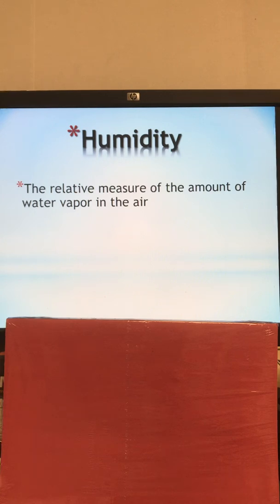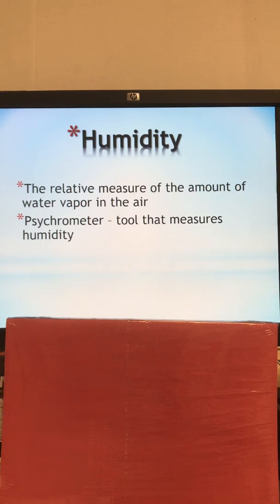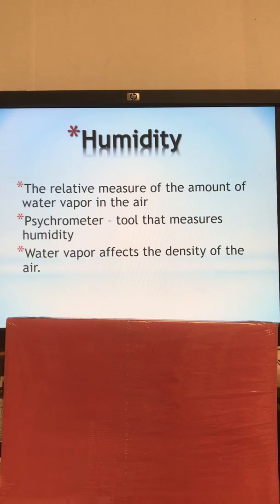Humidity is the relative measure of the amount of water vapor in the air. To look at water vapor, we use a psychrometer. That's a tool that measures humidity, how many water particles per million, per billion, per thousand that we have in the air. Water vapor affects the density of air. That is a very important thing to know. The more water molecules in the air, the denser the air mass is going to be.